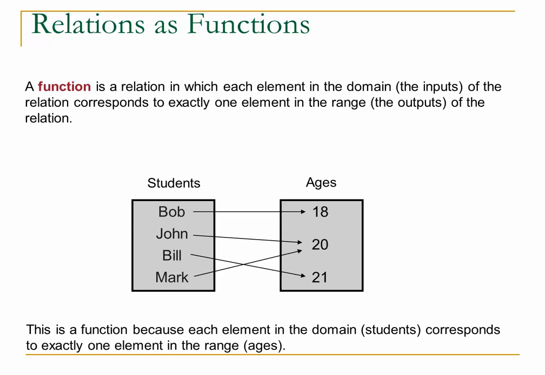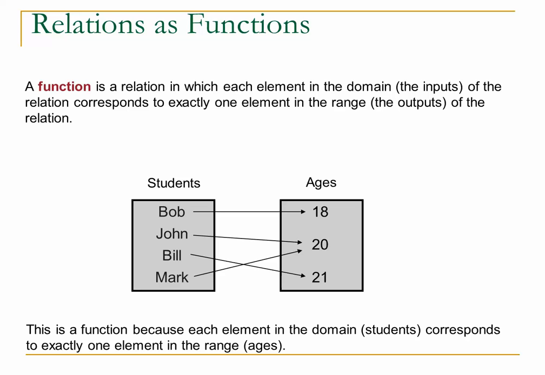Relations as functions. A function is a relation in which two elements in the domain, also called the inputs, of the relation correspond to exactly one element in the range, also called the outputs of the relation. An easy way to consider this is if you have four different students, Bob, John, Bill, and Mark, they have three different ages between them. Bob is 18, John is 20, Bill is 21, and Mark is 20.